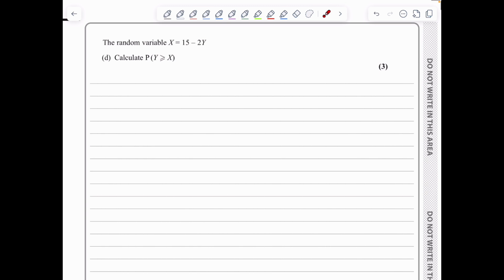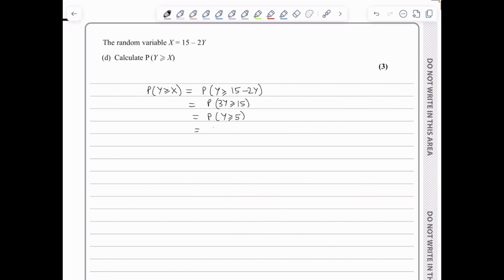We're then given a new random variable x defined to be 15 minus 2y, and we need to calculate the probability of y being greater than or equal to x. So the first thing to do is substitute the x with the expression we were given, so it's 15 minus 2y. I will solve the inequality within the probability, so it's the probability of 3y being greater than or equal to 15, which is the probability of y being greater than or equal to 5.